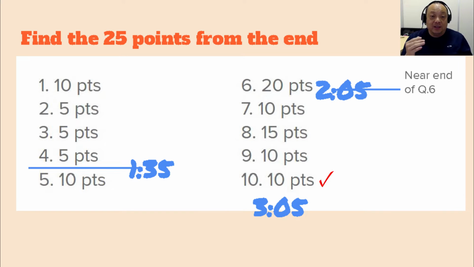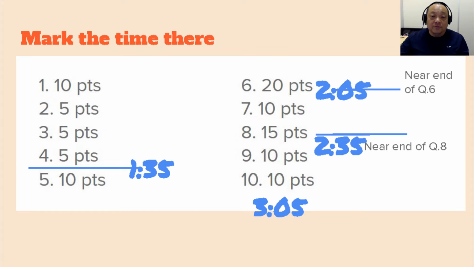From the end, question 10 is 10 points, plus question 9, 10 points equals 20 points. We need 5 more points, so that places us near the end of question 8. That's our 75% mark. And it should be 30 minutes before the end of 3:05, so that makes it 2:35. Write down 2:35 at that mark.